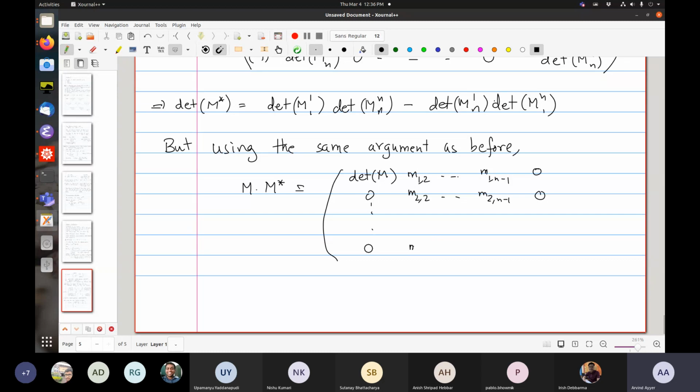So then this is M, N2 up to n minus 1, and then a determinant. Okay. So what do I have? So determinant of m dot m star is of course determinant m times determinant m star. But what is determinant m star?